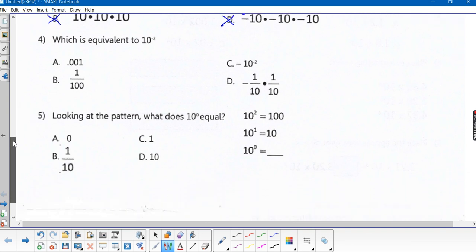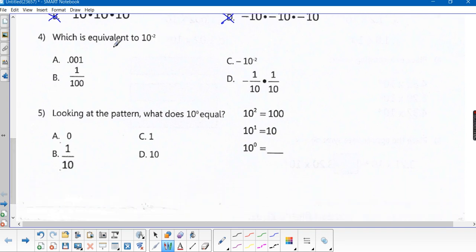Number 4, which is equivalent to 10 to the negative 2nd power. I'm counting these. That would be 10 to the negative 3rd. This looks like it right here. Over here, there is an issue with the negative in front of that. And again, we got another issue here, so we know those are not correct.